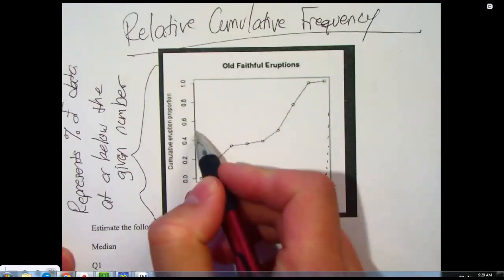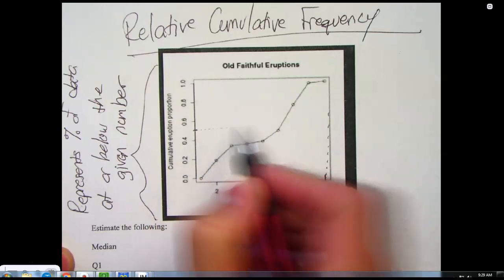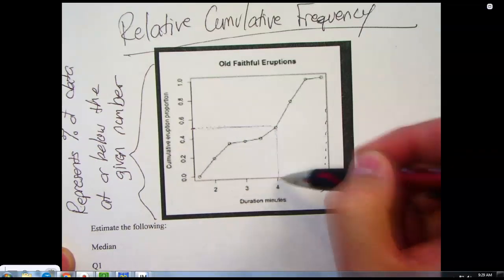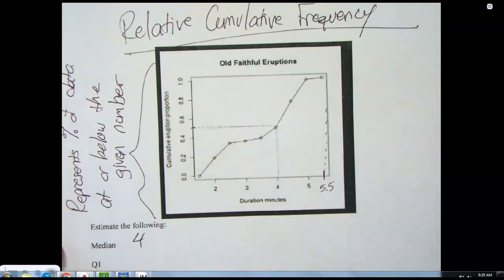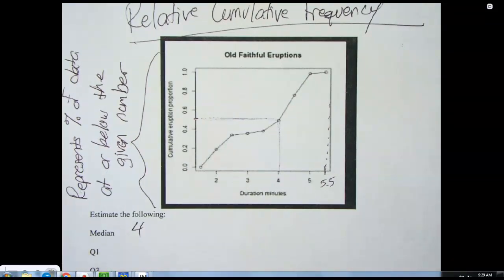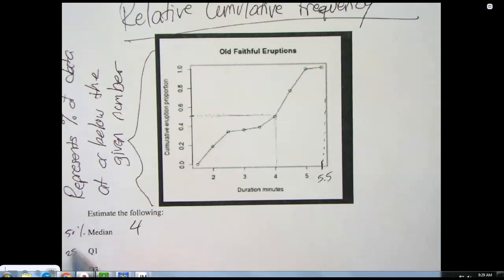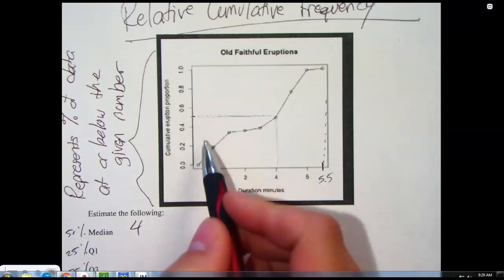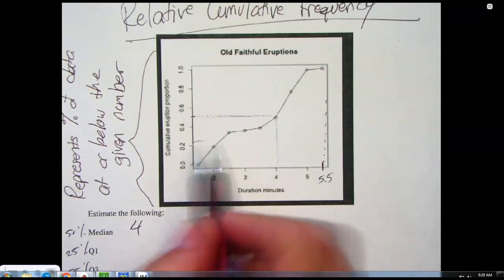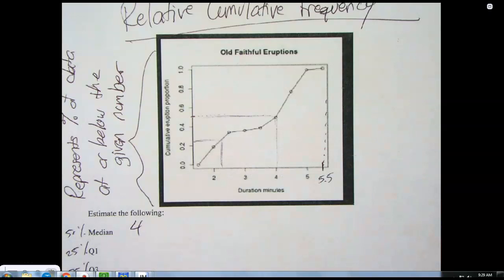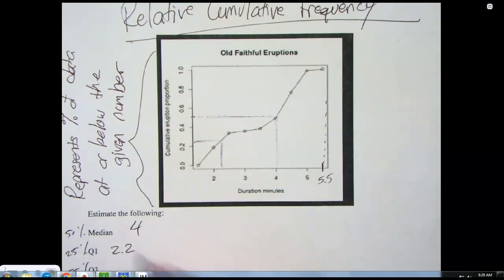The median. So I'm going to go to 0.5. Try to draw a relatively horizontal line across. When I run into the graph, I go down. So I get about 4 for the median. Agree? Q1. So the median's 50%, right? Q1's 25%, Q3's 75%. So Q1's 25-ish, so a little bit above that 0.2. And then down, so I'm going to say that's like 2.2. And if you put 2.1 or 2.3 or probably even 2, I'm going to have a hard time arguing with you. As long as you're in the ballpark.